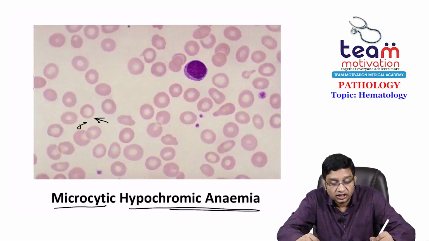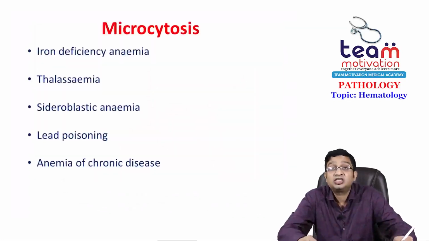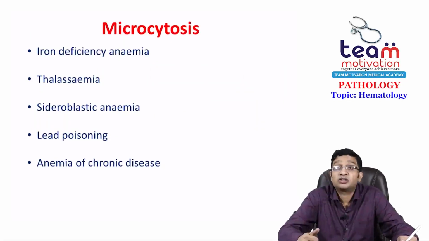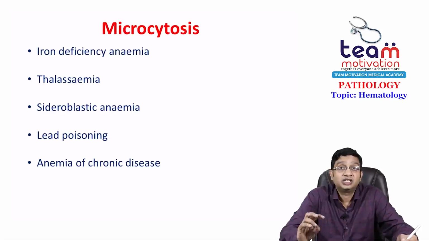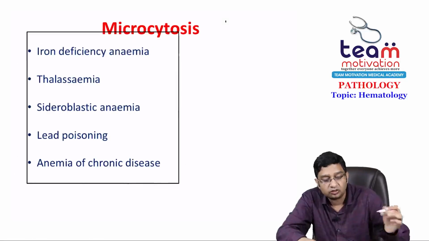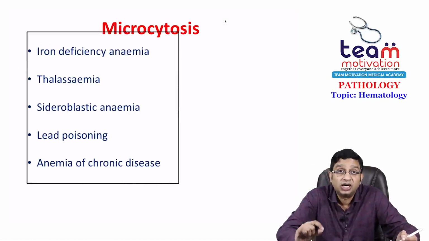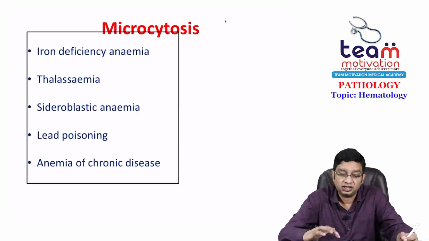So if you appreciate here, the central 1/3 pallor is more. And these are the conditions where you can get microcytosis: iron deficiency anemia, anemia of chronic inflammation, thalassemia, lead poisoning, and sideroblastic anemia. These 5 conditions are very, very important to be remembered. These are the 5 conditions where you get a microcytic hypochromic picture: iron deficiency anemia, thalassemia, lead poisoning, anemia of chronic inflammation, and sideroblastic anemia.